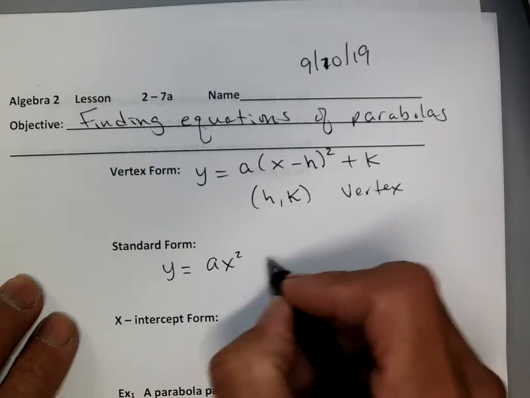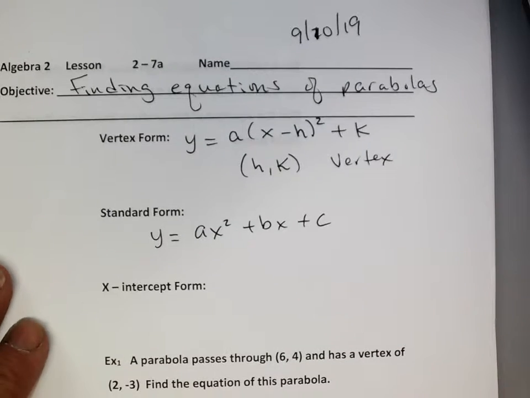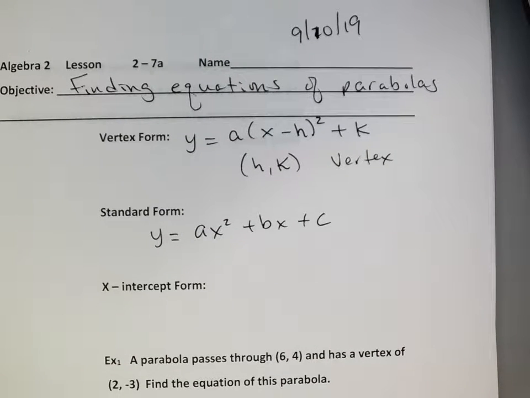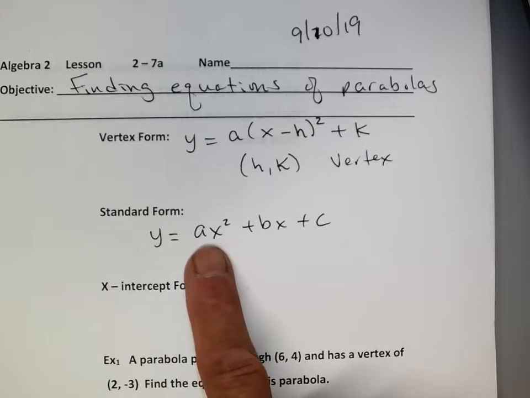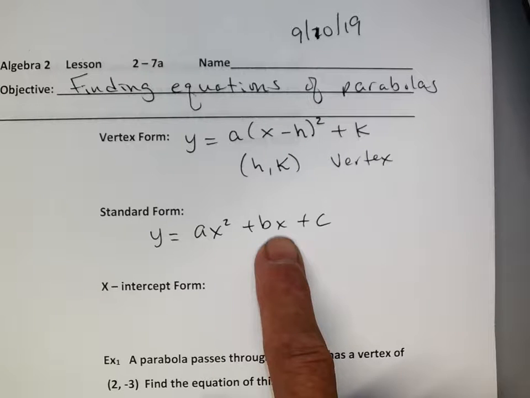Now standard form, we saw that yesterday. Y equals ax squared plus bx plus c. Okay. So this is standard form, and we saw this yesterday, right? The advantage to standard form is that we can get the y-intercept pretty easily, and a, b, and c are just numbers in front of the x squared, okay?